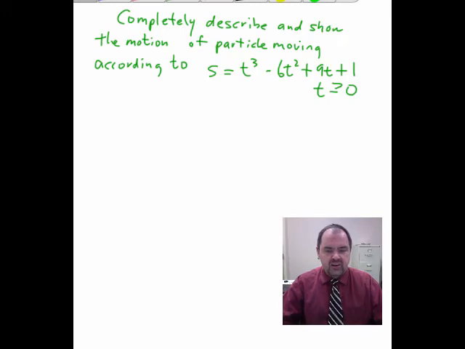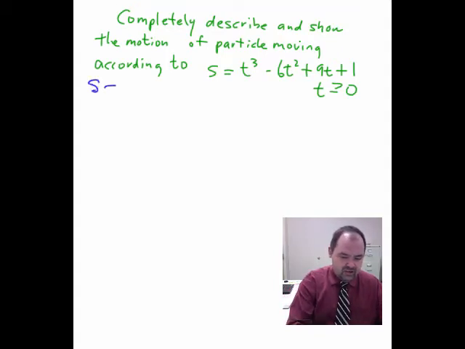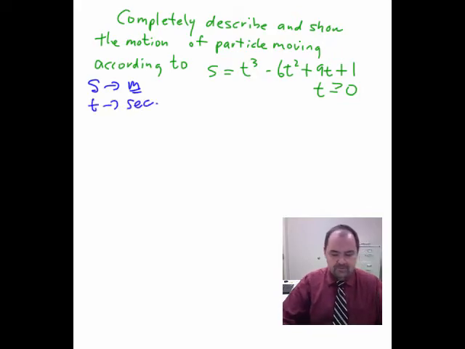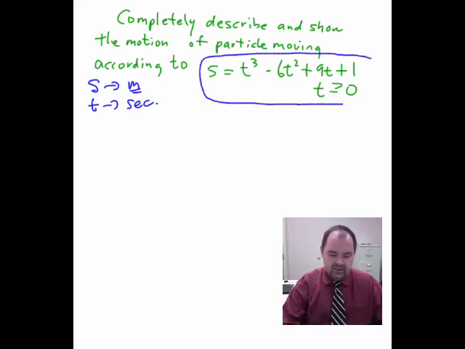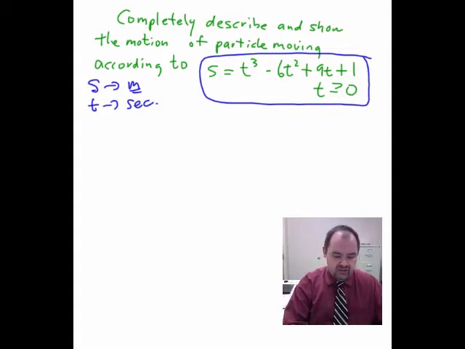Alright, let's put all of these concepts together by analyzing this situation. We have a particle which is moving along a line, and we'll say that S is measured in meters. This is our position, and our T is measured in seconds. Okay, and we have the position at time T represented by this equation. Now, in our analysis, we're going to want to look at velocity and acceleration. So let's get the velocity out here.